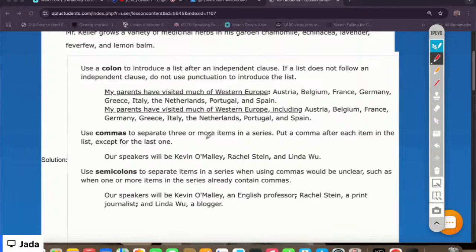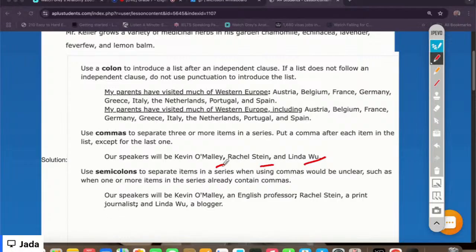Now, use commas to separate three or more items in a series. So if you have a series and you want to separate the items, that's when you use a comma. Put a comma after each item except for the last. So you have a series of three, you put a comma here, here, and you don't put one in the last. Okay? Our speakers will be Kelvin O'Malley, Rachel Stain, and Linda Wu. So you put one after each of the first two, but don't put one in the last. Even if it's three or four or five in the series, you put commas in all of them but don't include one in the last, like this one.